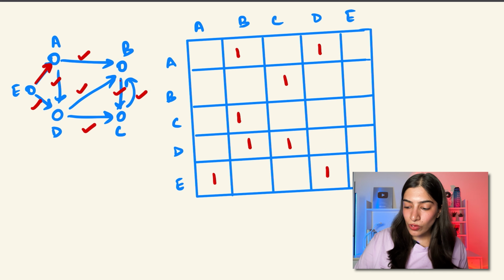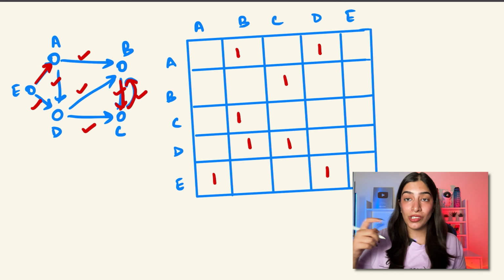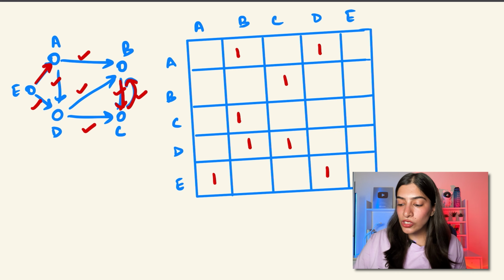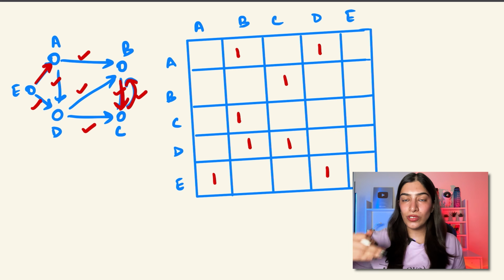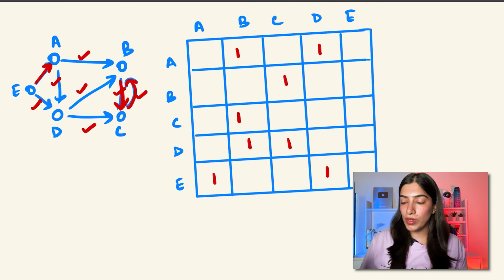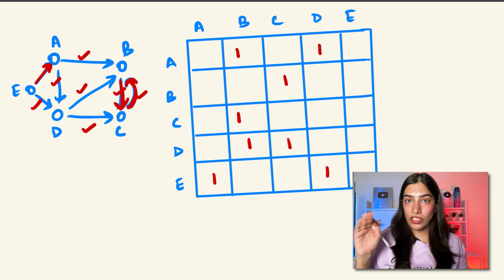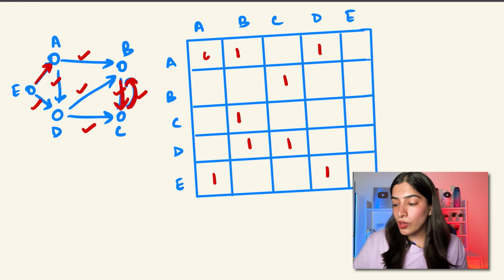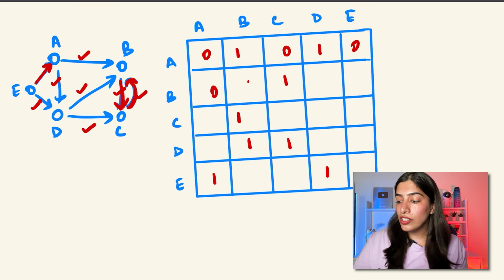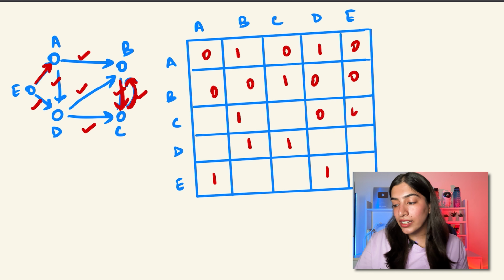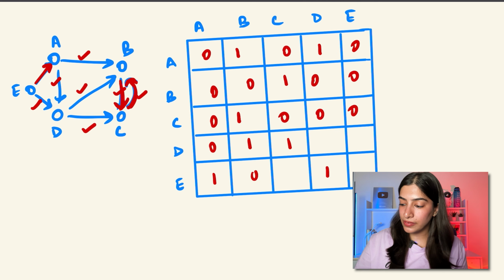So here if you note that for B to C, C to B, there are different edges because it is a directed edge, right? So it is not like if B to C is connected, C to B will also be connected. There will be a different edge if there is a direct path from C to B, okay? So rest of the values, I am going to put it as 0. So this is how you can represent a directed graph in an adjacency matrix.